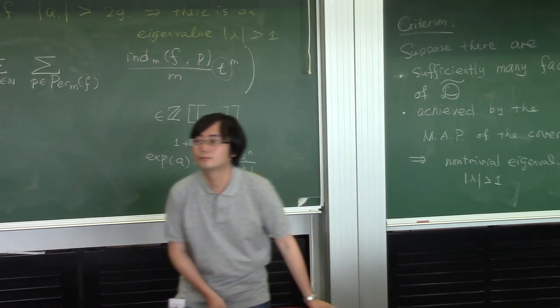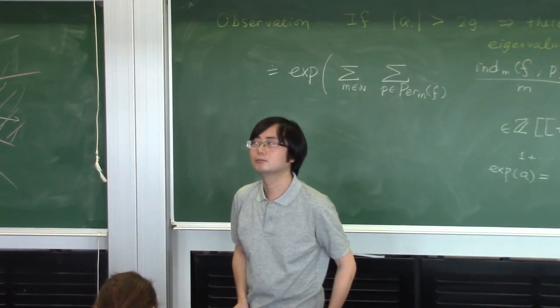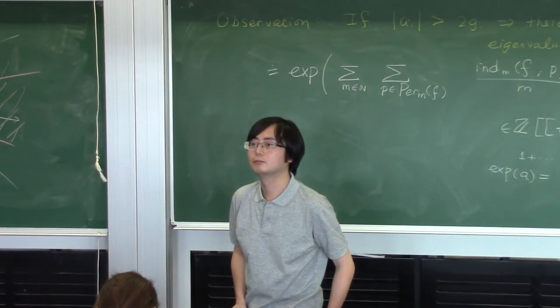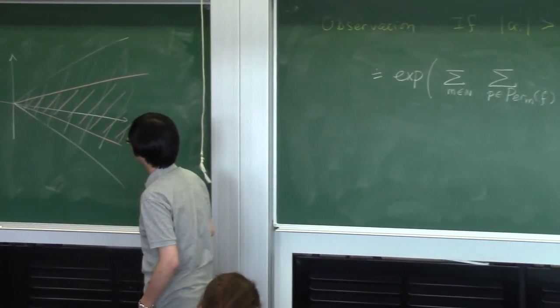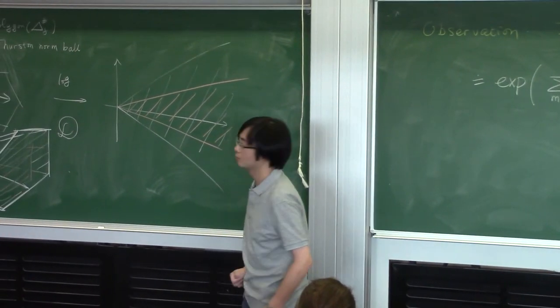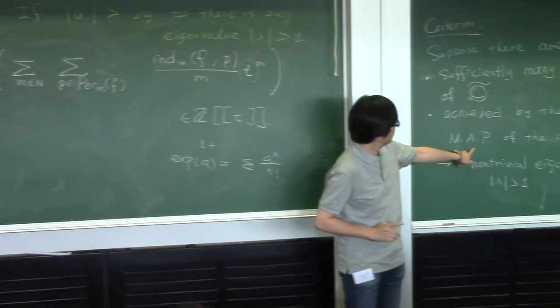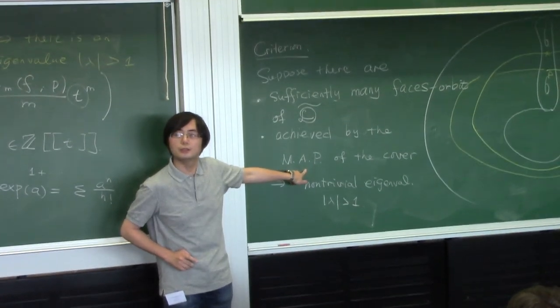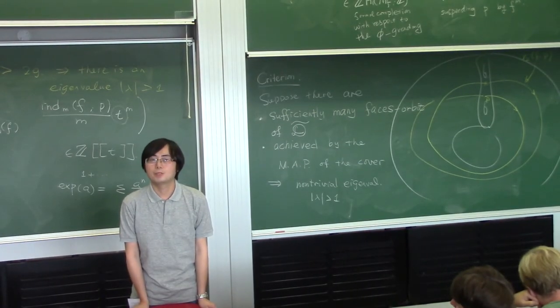So does this do all of the fibers, then? Do the monodromies have a non-trivial eigenvalue with absolute value bigger than one? Is this condition that you talked about achieving sufficiently many, for any monodromy in that same fiber face?